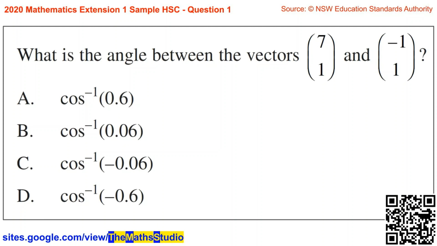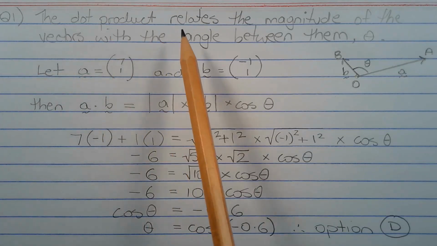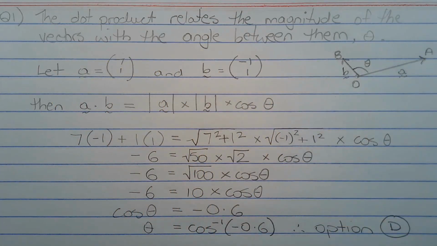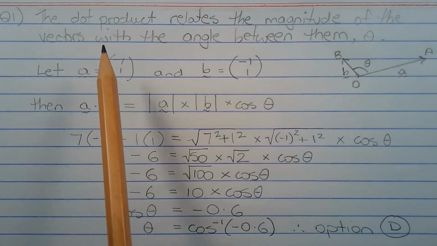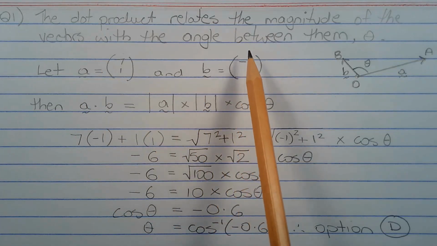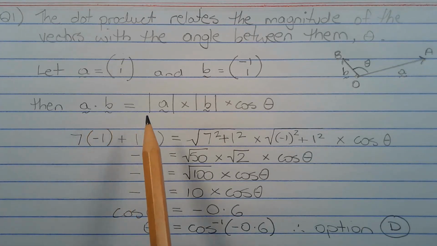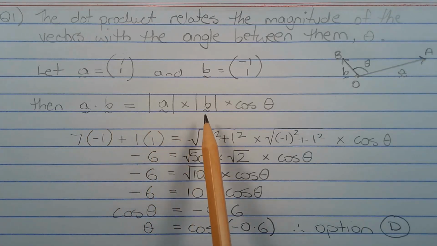Question 1. What is the angle between the vectors 7, 1 and -1, 1? The dot product relates the magnitude of the vectors with the non-reflex angle between them, theta. Let vector A equal 7, 1 and vector B equal -1, 1. Then the dot product of vectors A and B is equal to the magnitude of vector A times the magnitude of vector B times cos theta.